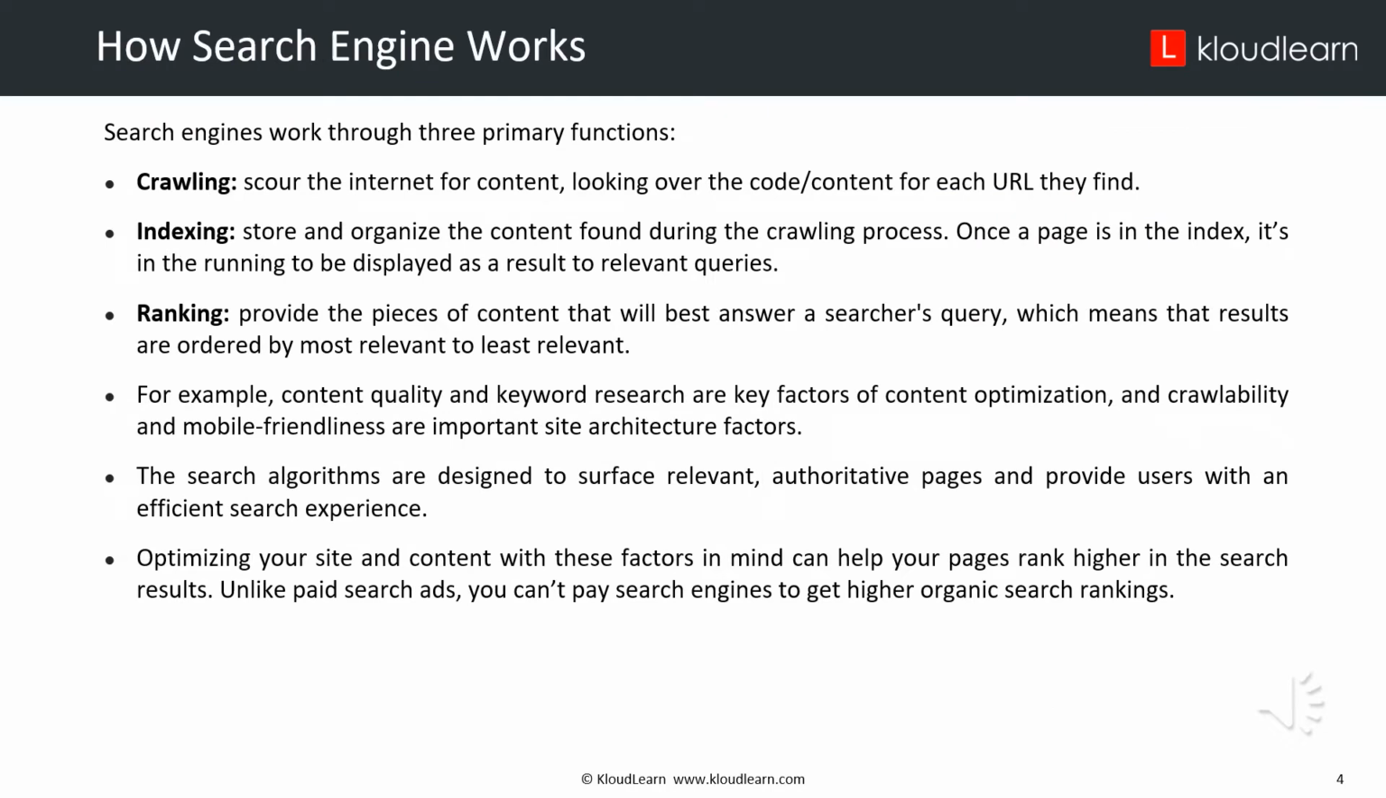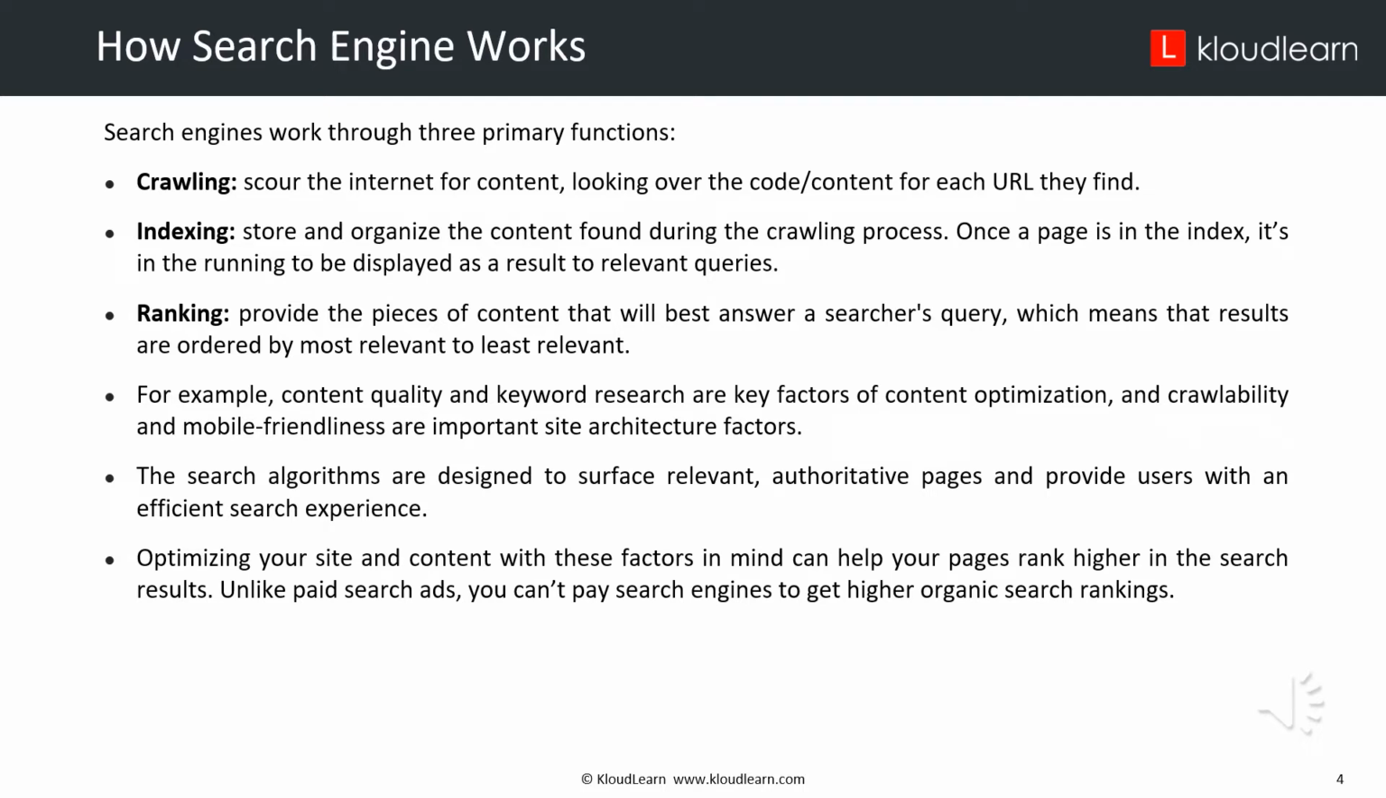How search engines work. Search engines work through three primary functions. Crawling: scour the internet for content, looking over the code and content for each URL they find. Indexing: store and organize the content found during the crawling process. Once a page is in the index, it's in the running to be displayed as a result to relevant queries. Ranking: provide the pieces of content that will best answer a searcher's query, which means that results are ordered by most relevant to least relevant.